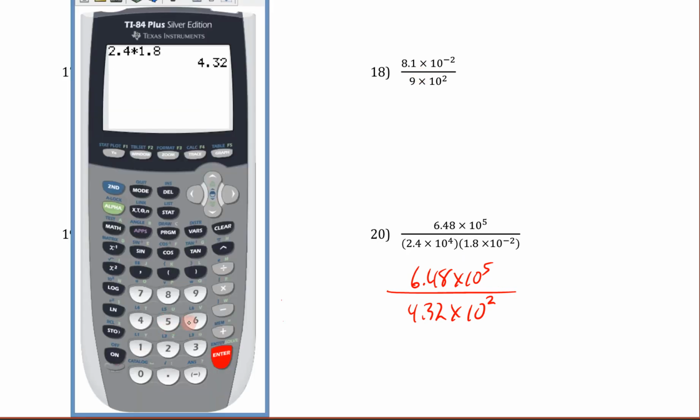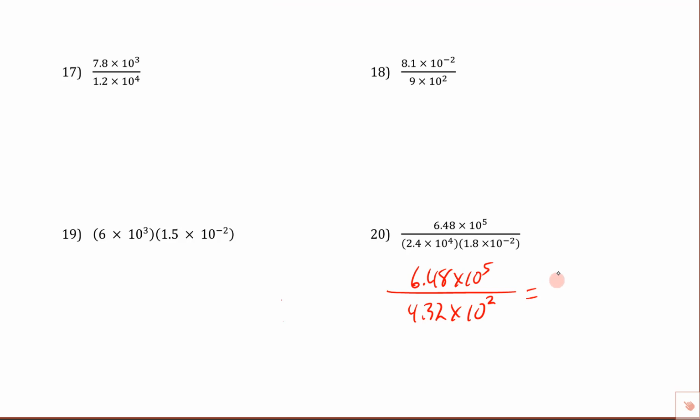So let's do the 6.48, and we're going to divide that by 4.32. See what we get there, 1.5. Okay, so that's not too bad, 1.5. We like that because we know that's already in scientific notation. Now we just need to figure out what the exponent is. There are 5 on the top and 2 on the bottom. That means 2 of these are going to cancel with 2 of those, so I'll subtract there. So that's going to be to the 3rd. And again, the cool part about this is it's already in scientific notation. We don't have to change this at all.